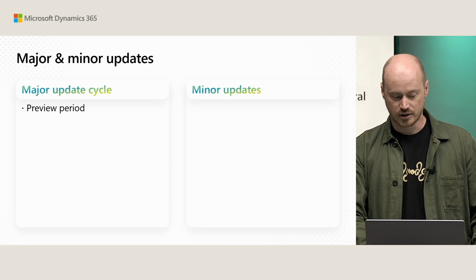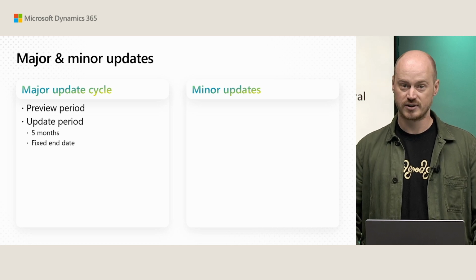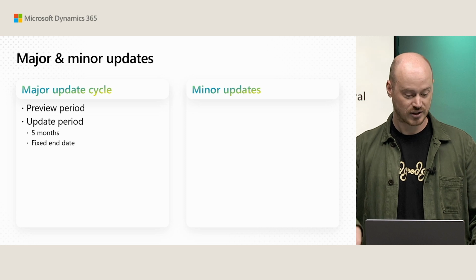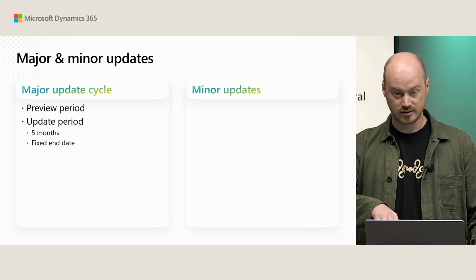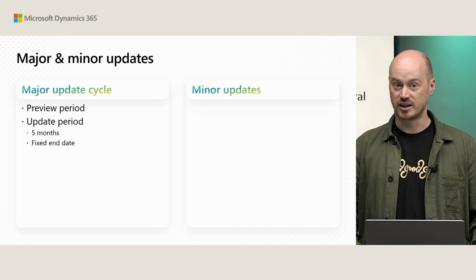Once this preview period is over, we go into the update period. Now, with Flexible Update Management, this update period is always 5 calendar months with a fixed end date, meaning that the major update comes out every April. We'll have an update period that ends at the end of August, and every major update that comes out in October will have an update period that ends at the end of February.